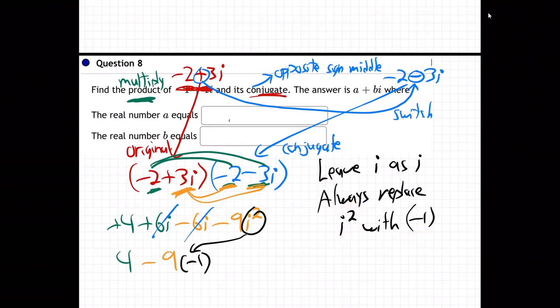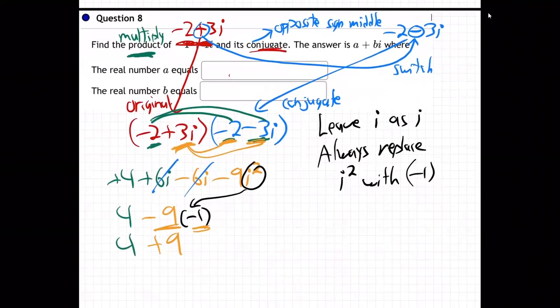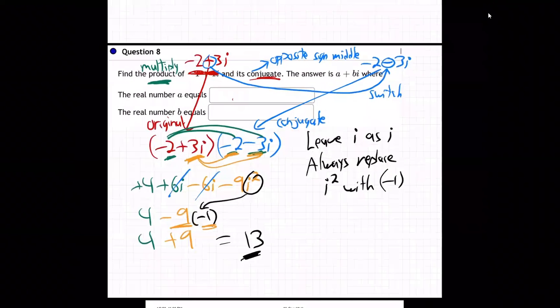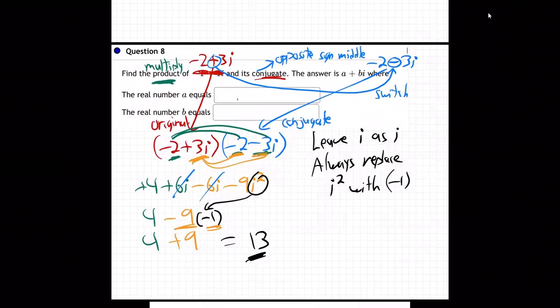Okay, so what? Well, then that means it comes down to this. It's 4, and it's going to become what? Plus 9, isn't it? Because negative times negative is positive. And then 4 plus 9, 13. It's just 13. When all is said and done, it's just 13. And what kind of answer do they want me to give? They said answer a plus bi. So they want a plus bi.